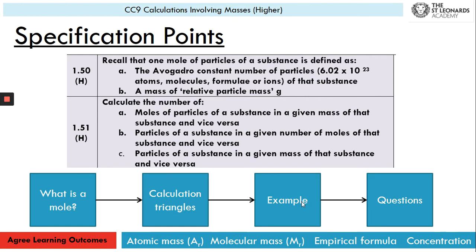Okay, so as I said, the first specification point we're going to look at is Avogadro's constant, and then the second part is going to be to do with moles and particles and how we can work out the number of moles and particles. Okay, so lots of calculations in this lesson.